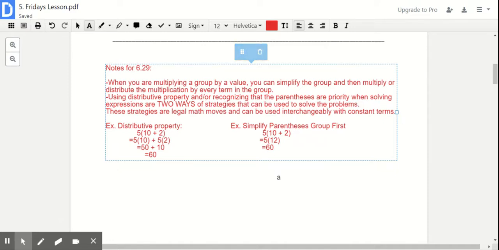So then I gave you guys two examples because as we work today, you guys are going to have to do and show both examples as you're working. So I gave you the distributive property way, which was 5 times 10 plus 2. And then, of course, we did 5 times 10 plus 5 times 2, 50 plus 10 equals 60. And then simplify in parentheses group first, because that's considered priority. 5 times 10 plus 2. So 10 plus 2 is 12. 5 times 12 is 60. So go ahead and pause the video and write these notes down.